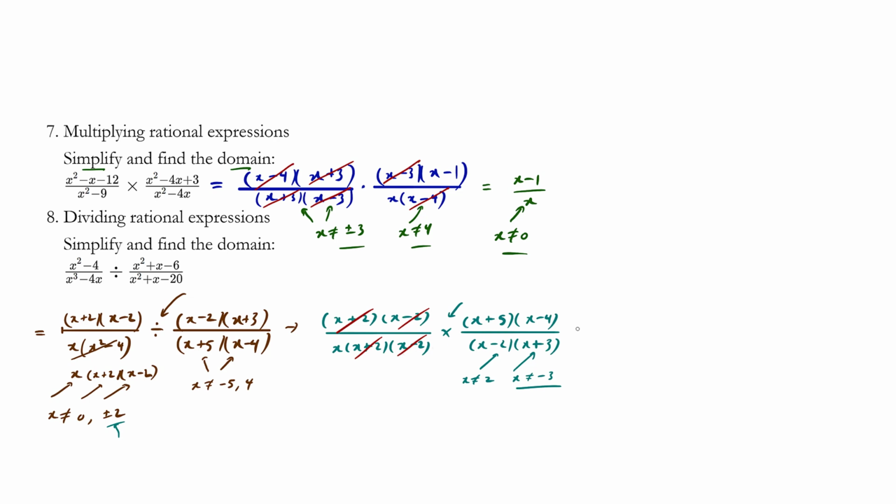So what we have now is x plus 5, x minus 4, all over x minus 2, x plus 3. If you really want to expand these out, you could, and that would also be simplified.